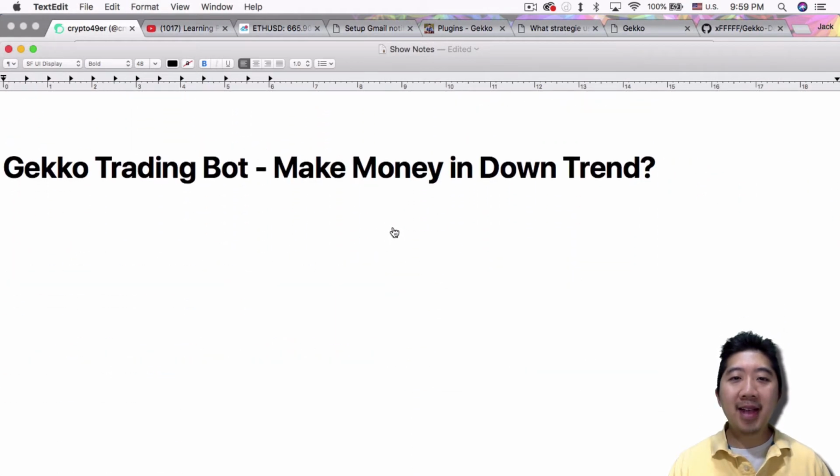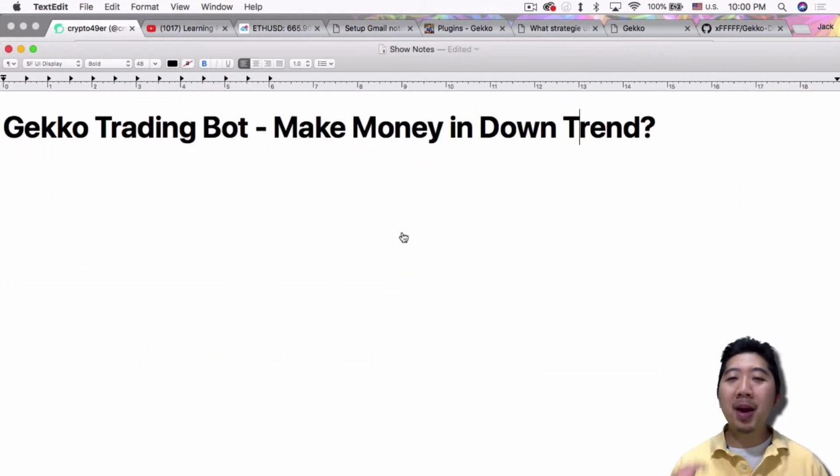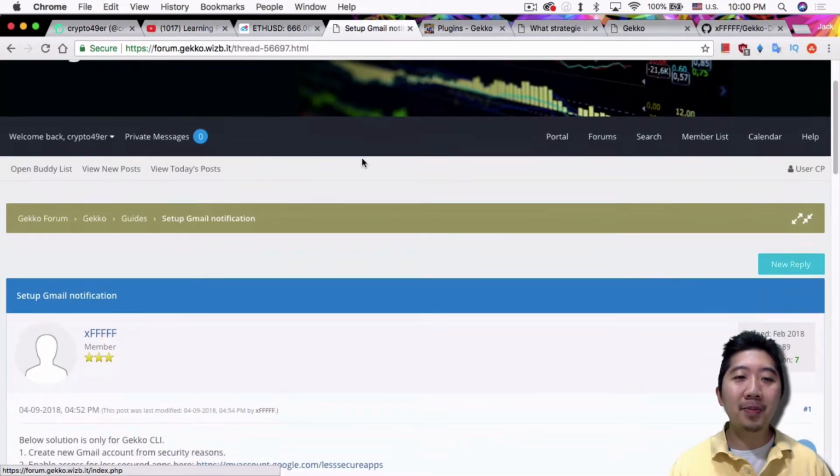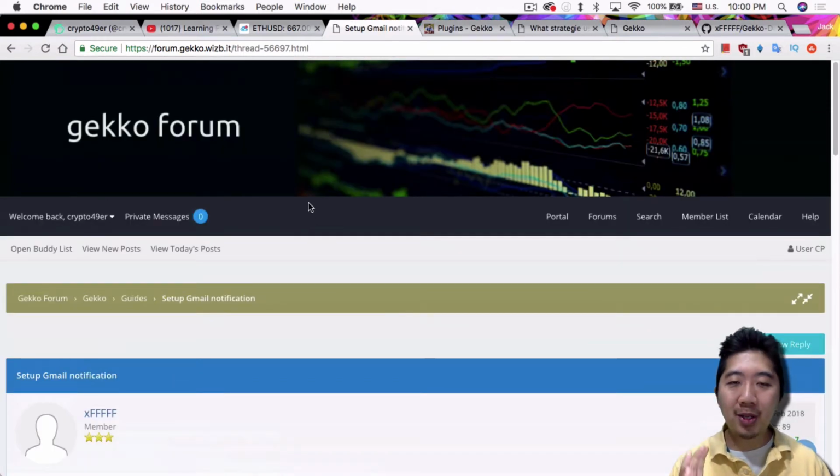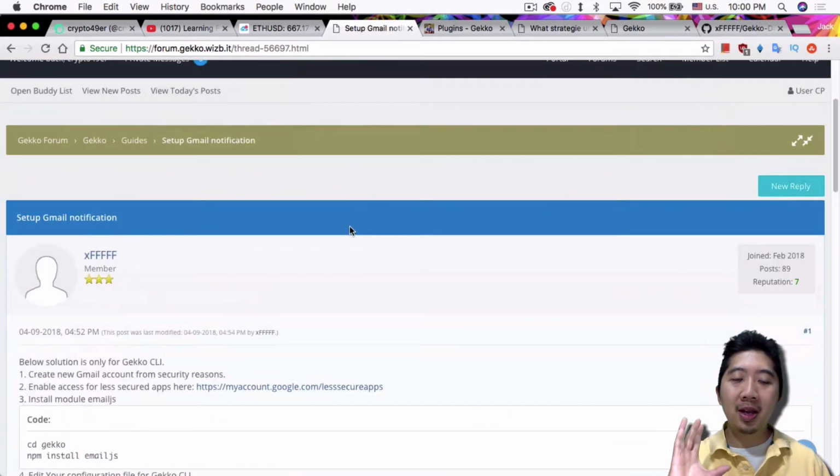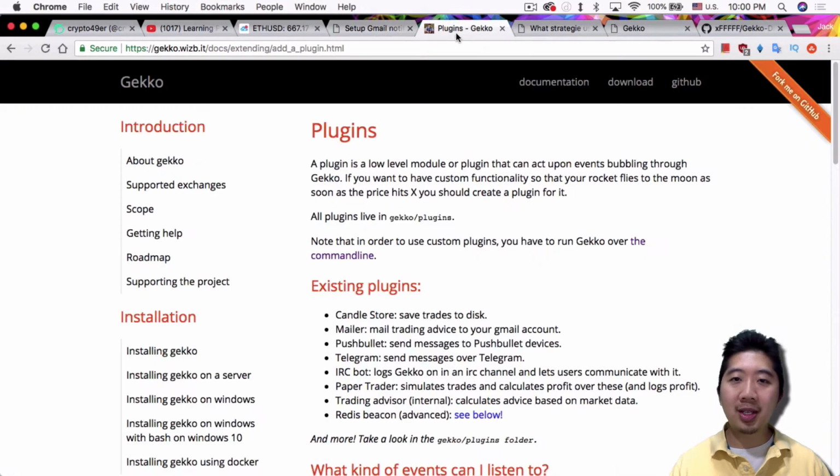All right, on to today's topic, making money in the downtrend. Originally, I wanted to talk about setting up Gmail notifications, as mentioned in this particular post here: setting up Gmail notification on the Gekko Trading Bot. It's possible. They actually have instructions here on how to do it using the plugins and the mail trading advice to your Gmail account. So it's definitely possible to do it.